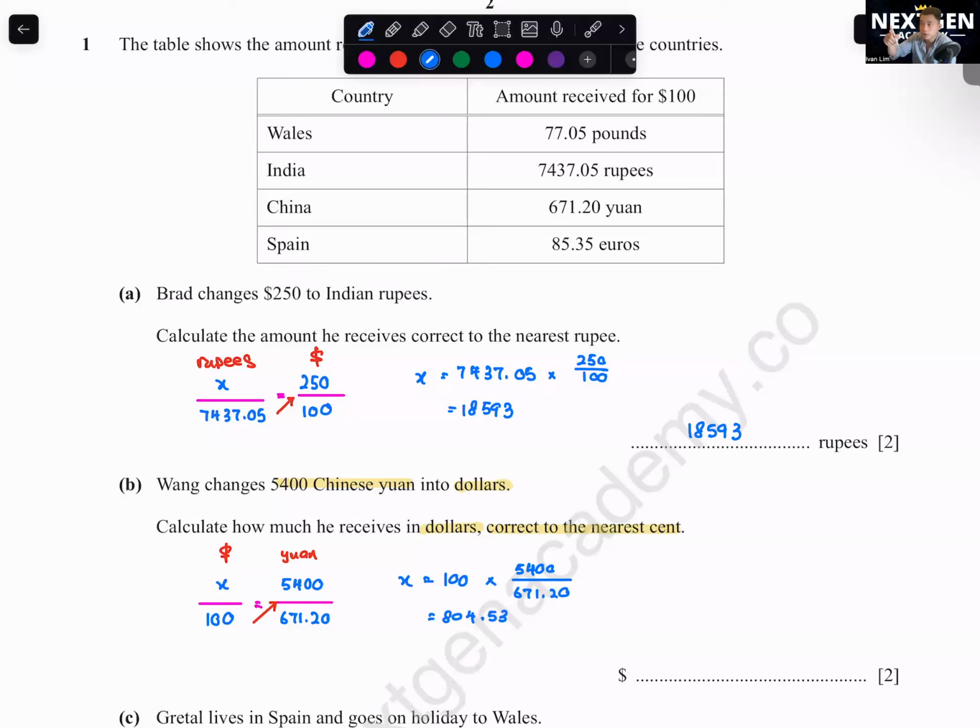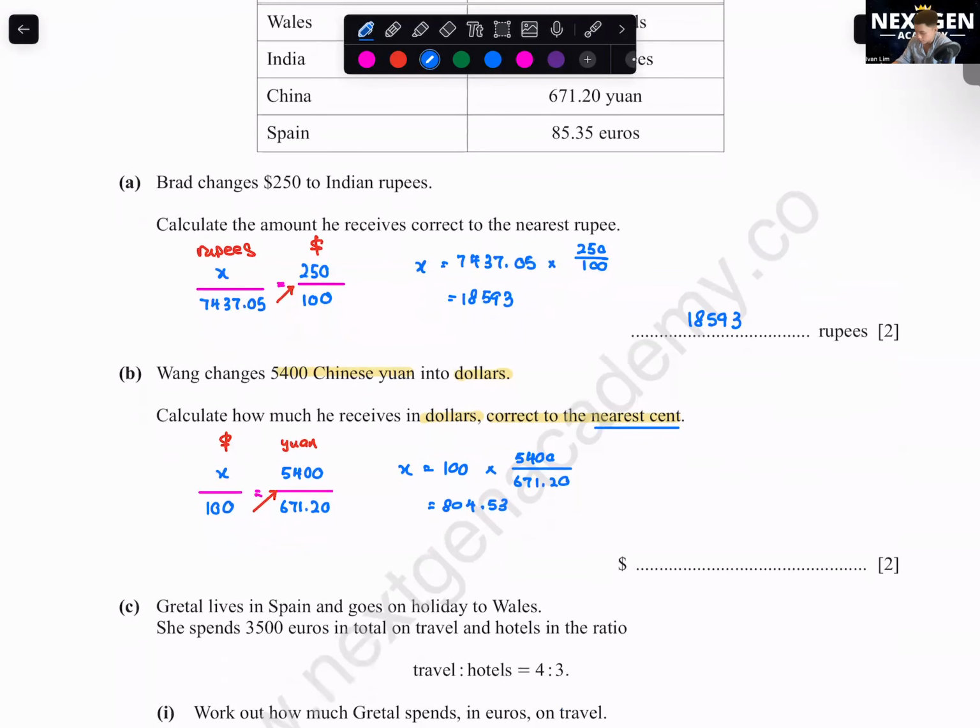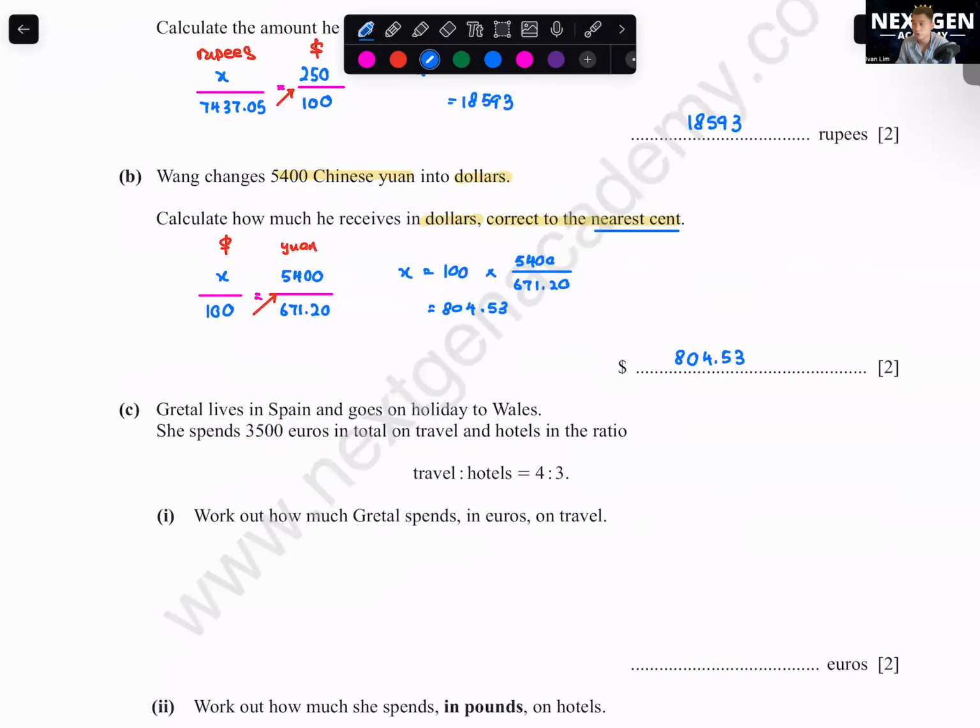You will get 804.53. What did they say? Correct to the nearest cent. Different from the one on top, which was correct to the nearest rupee. Nearest cent, dollar is dollar and cent. So read the question carefully. If they say to the nearest dollar, then you just write 805. 804.5 cannot, that's wrong, because cents will be 2 digits. Don't round it up to 804.5.